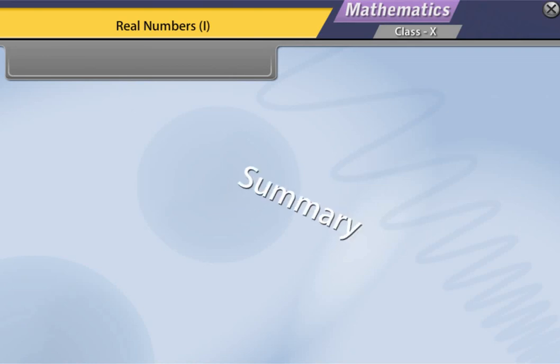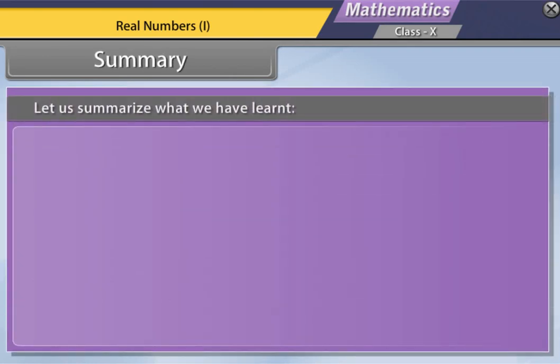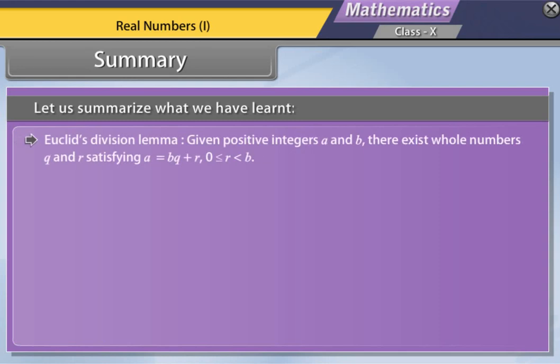Summary. Let us summarize what we have learned. Euclid's Division lemma: given positive integers a and b, there exist whole numbers q and r satisfying a equals bq plus r, where 0 is smaller than or equal to r, which is smaller than b.